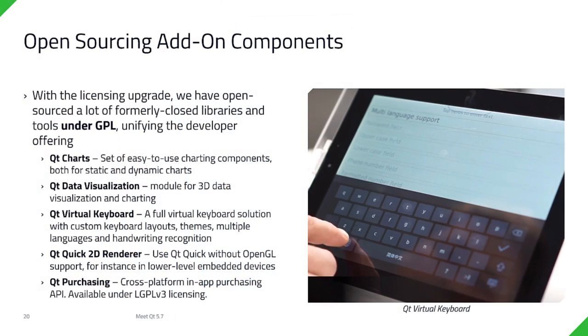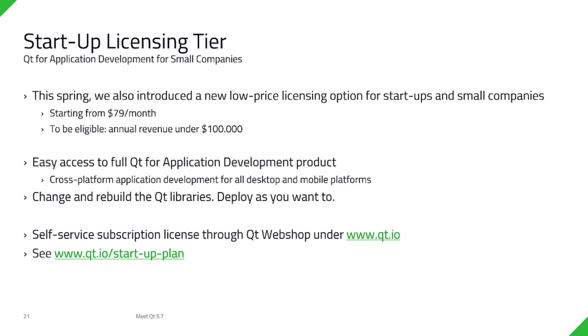Qt Quick 2D Renderer lets you use Qt Quick without OpenGL support, for instance in lower level embedded devices, so that you can now expand your device install base and still keep using Qt Quick. Finally, Qt Purchasing is a cross-platform in-app purchasing API for mobile platforms, and this has also been made available for LGPL users of Qt.